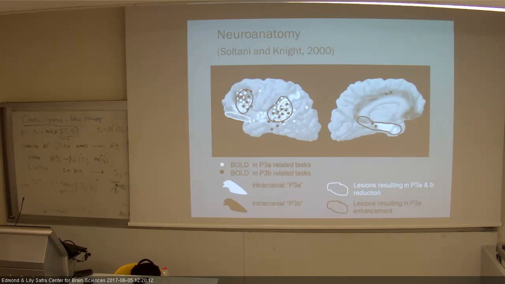before epileptic surgery. And by and large, what you can see is that there is quite a big overlap between the P3A and the P3B response. Okay, but it's not a complete overlap. So there are some differences between these conditions. For example, we see responses in the hippocampus for the P3B, but not from the P3A. Okay. So questions about the P3?